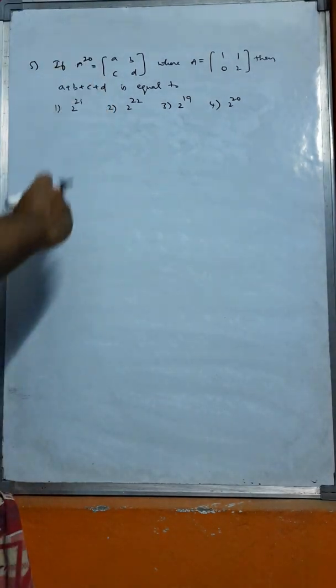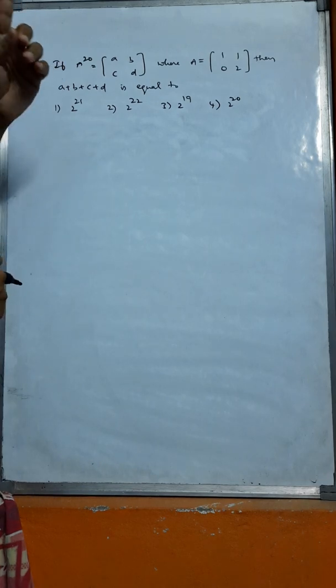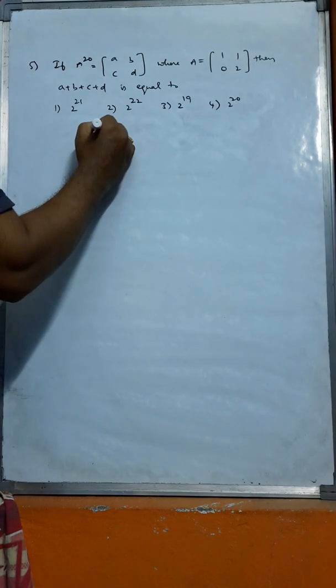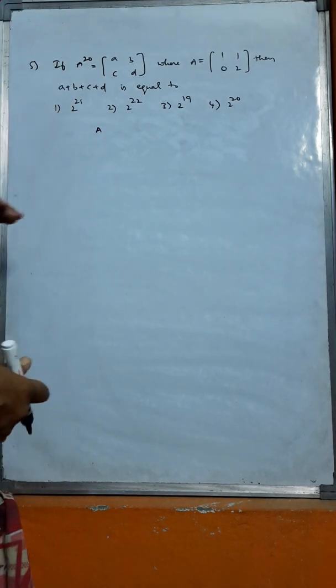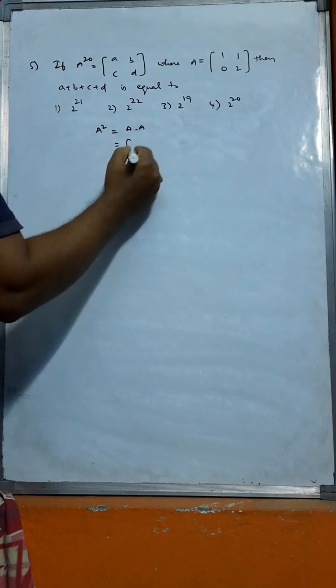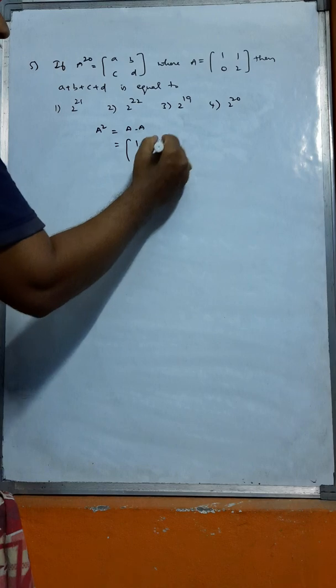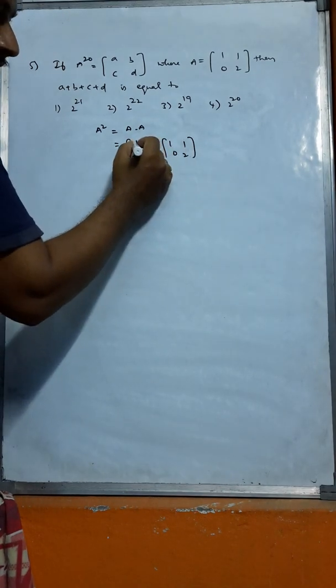So how to solve this? Here A to the power of 20 is given as a, b, c, d, and A is given as 1, 1, 0, 2. So here we have to find A to the power of 20. A square means A into A. So that is 1, 1, 0, 2 into 1, 1, 0, 2. So multiply, row into column.